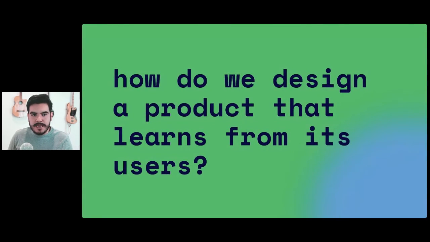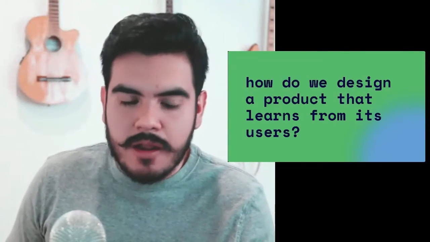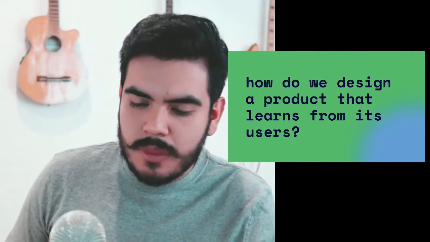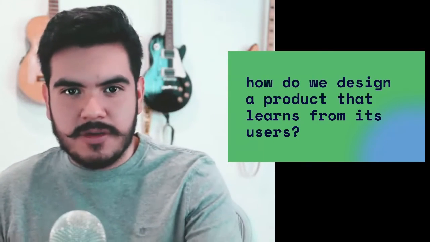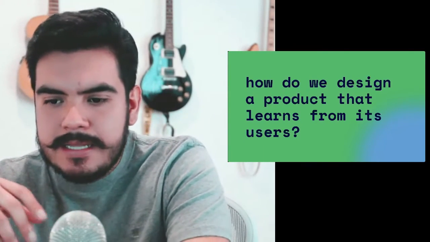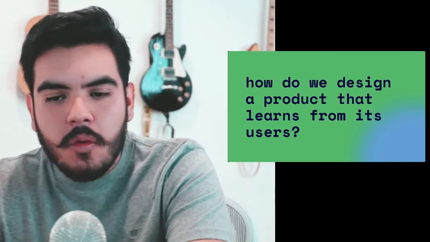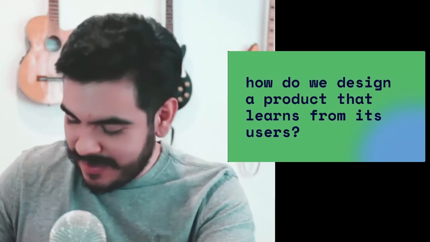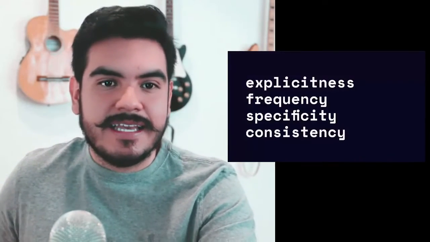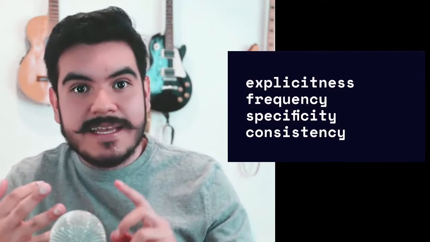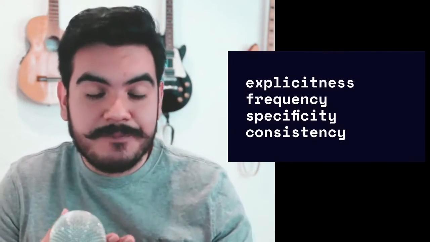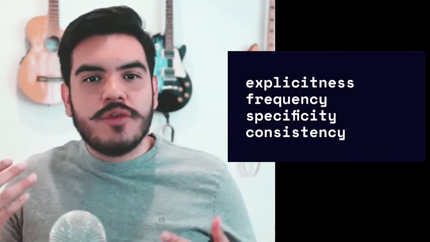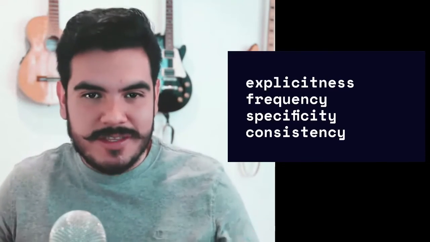So this was the last principle, and now I want to go back to the initial question that we had. How do we design a product that learns from its users? Well, I think that I've answered a bit of it so far. The answer is we design features and interactions that use signals, and these signals are ideally explicit, frequent, specific, and consistent.